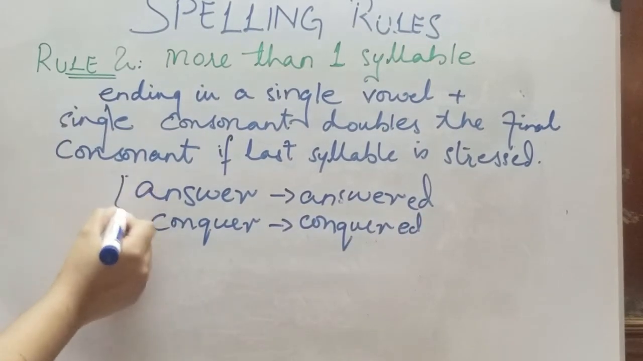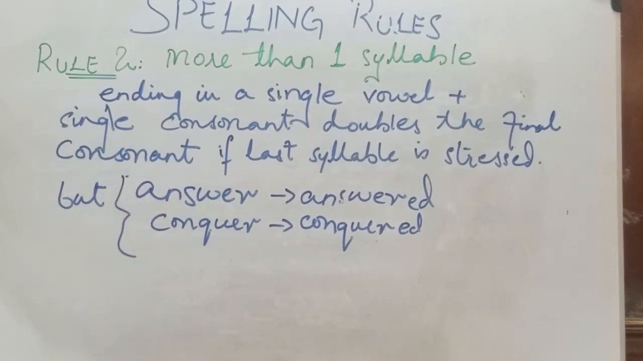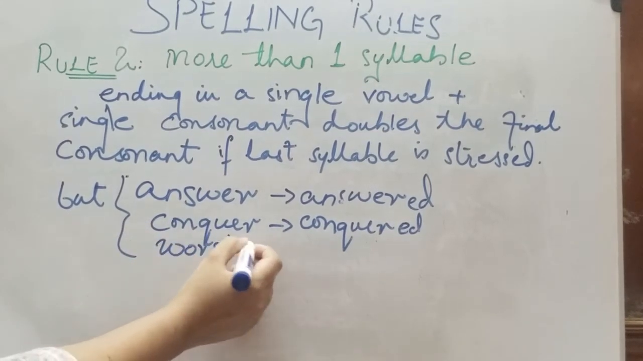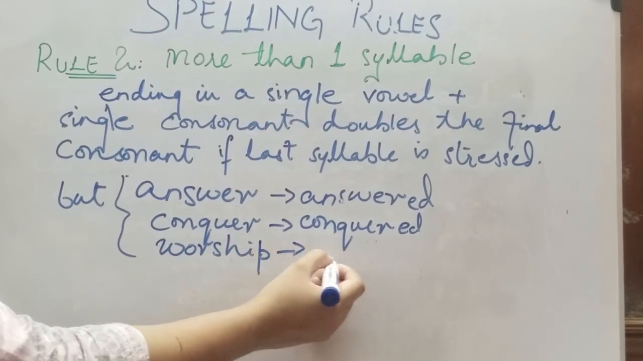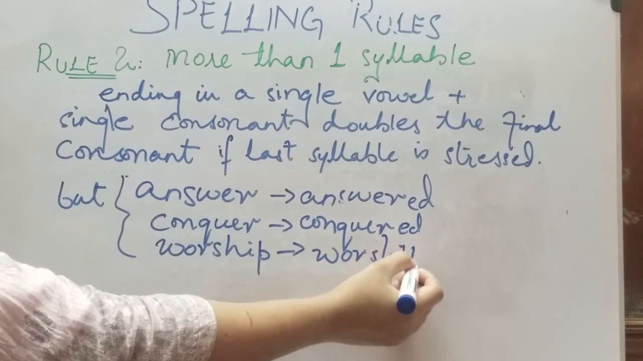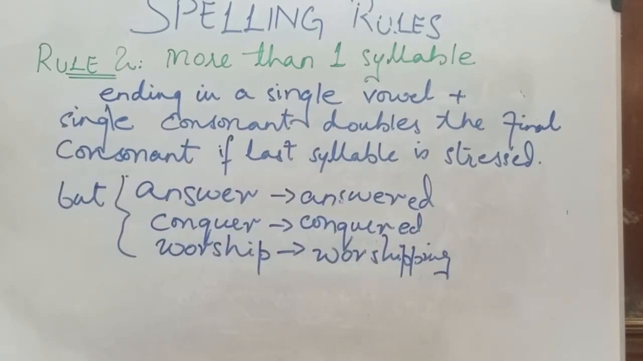So these both are exceptional cases. I hope rule number 2 is clear. Okay, if we look for more examples, you could say worship. For worship you will have worshipping. Worship, we quickly say this as worship, right? Worshipping. I hope rule number 2 is clear to all of you.